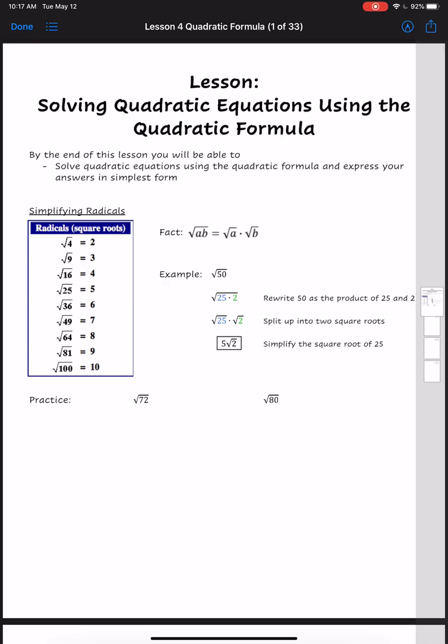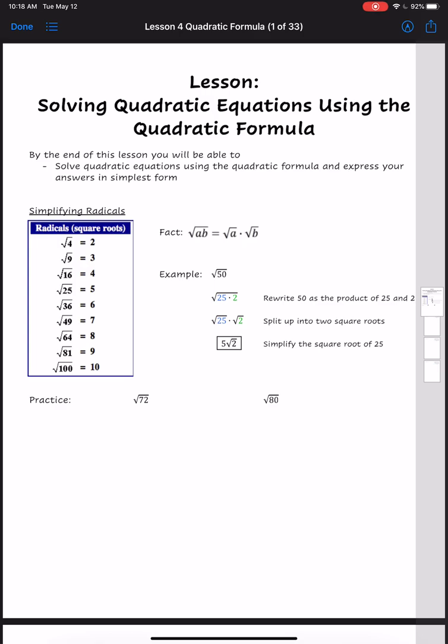Okay, in this lesson, we're going to solve quadratic equations using the quadratic formula. You will have to solve quadratic equations when you get to Algebra 2, so it's a nice review. We're also going to be simplifying radicals because when you get irrational roots, you have to simplify your radicals for a simplified answer. So we're going to start with simplifying radicals, but just so you know what the goal of this lesson is, by the end of this lesson, you will be able to solve quadratic equations using the quadratic formula and express your answers in simplest form.